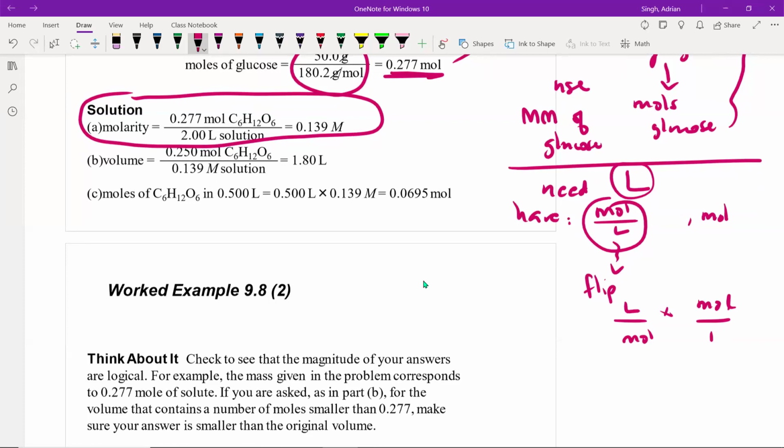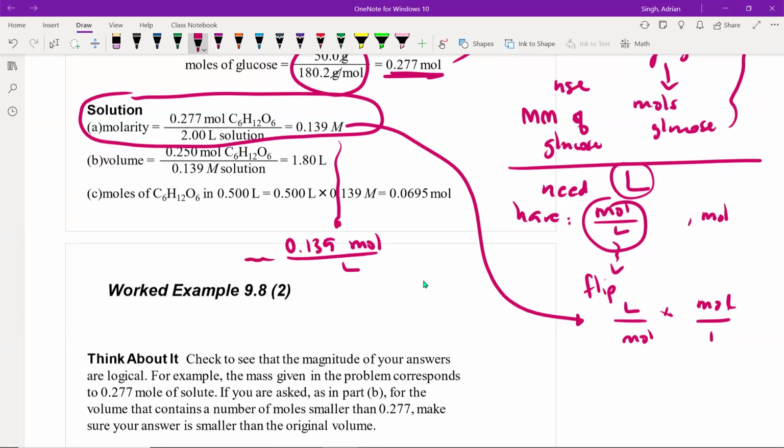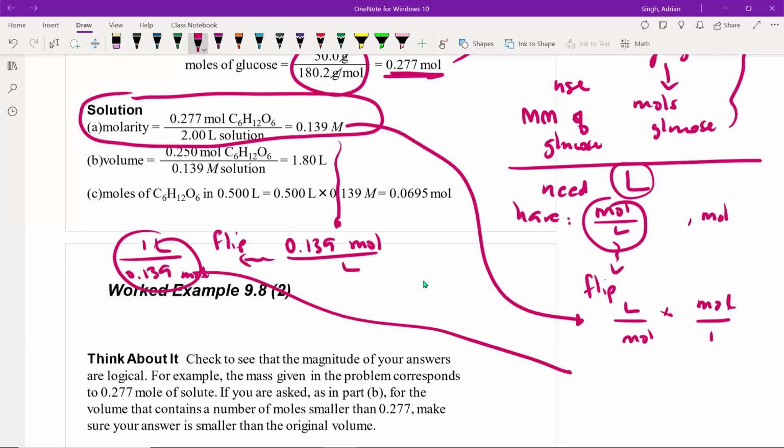The concentration that we calculated was 0.139 molar. We can manipulate this however we want to. Again, that means 0.139 moles per liter. We can use that as it is, or we can flip it. We can say for every 1 liter on top, there's 0.139 moles on the bottom. That's what we want to use here. Flip that, we have 1 liter on top, 0.139 moles on the bottom. That's my concentration that I just manipulate as a conversion factor.